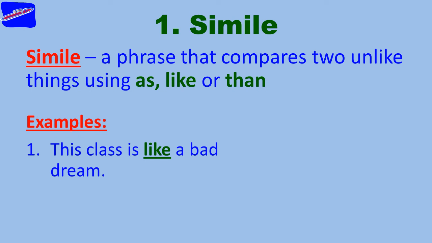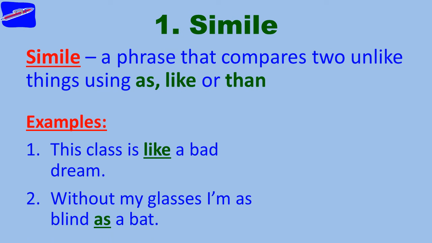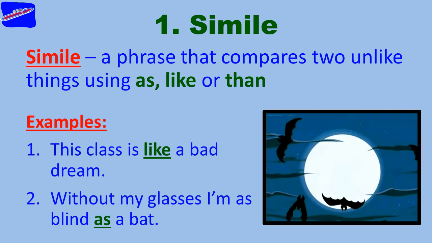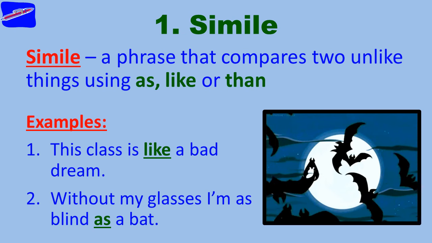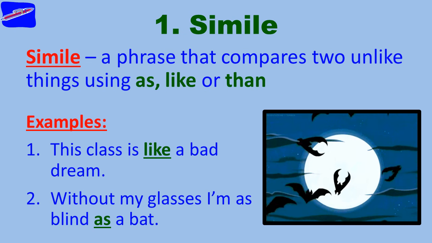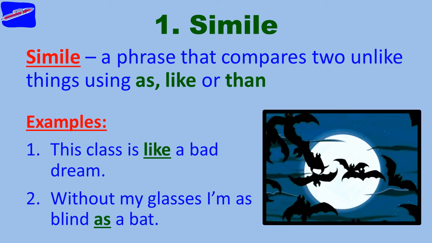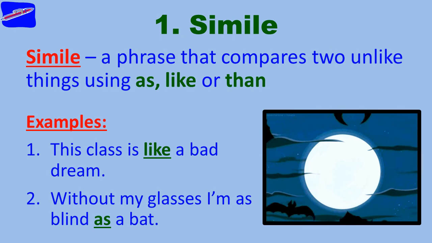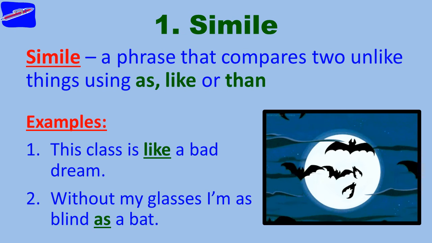This class is like a bad dream. I feel like that all the time as a teacher. And without my glasses, I'm as blind as a bat. Of course, that doesn't literally mean that the person can't see. It just means that they can't see as well without their glasses as they can with them. That's our first type of figurative language, which is simile.